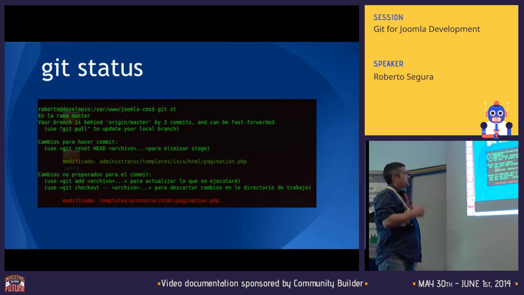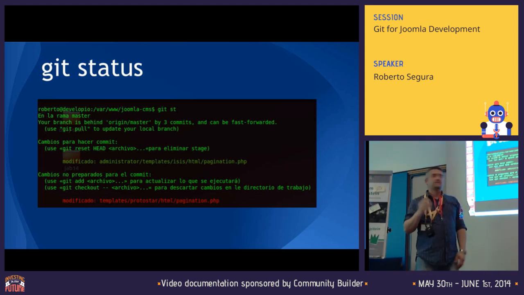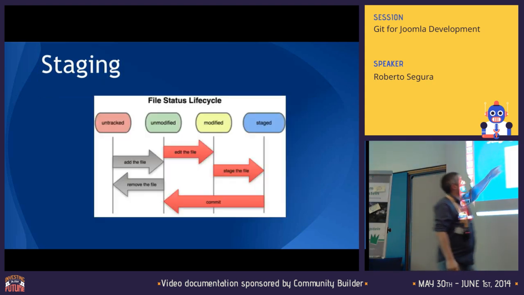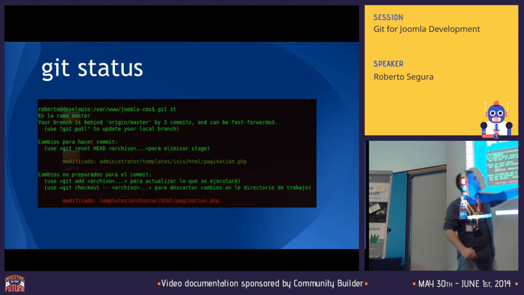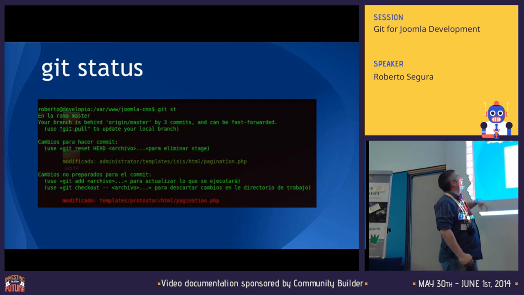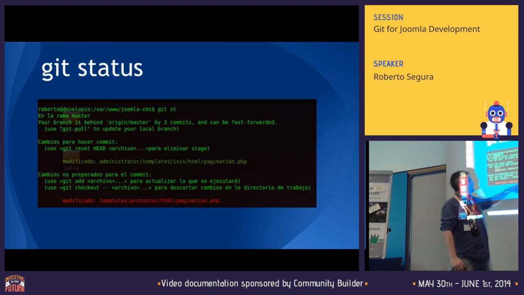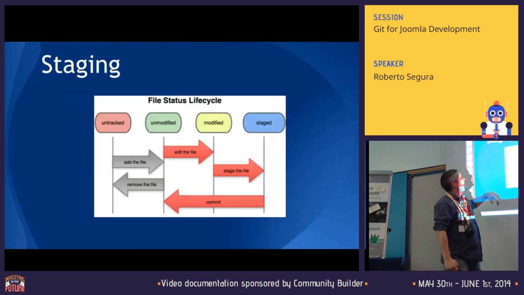And then you have status. Status is very important because Git has different statuses of files that I will show you now. Untracked: the file is not tracked by Git. There are files that are modified, like this one in red. Modified will not be shown there at all. This file is in red because it's modified. It's in Spanish, sorry. And then there are staged files.